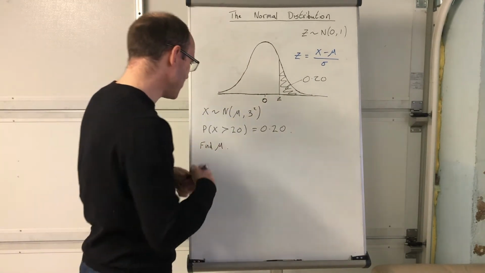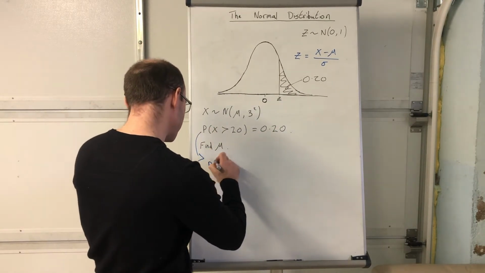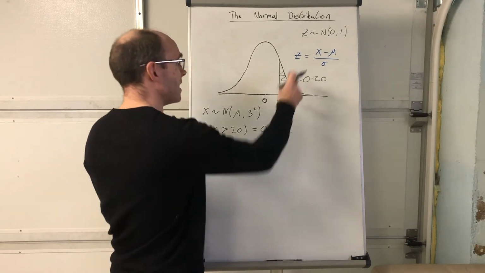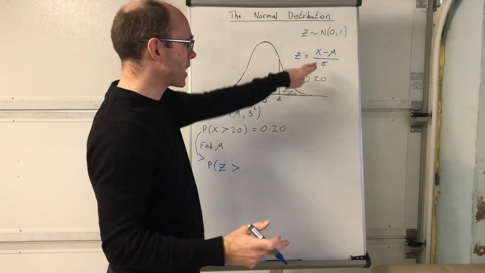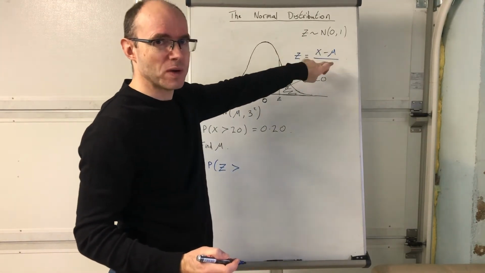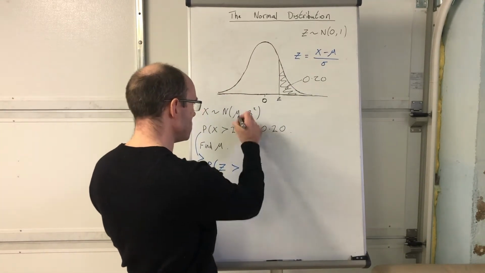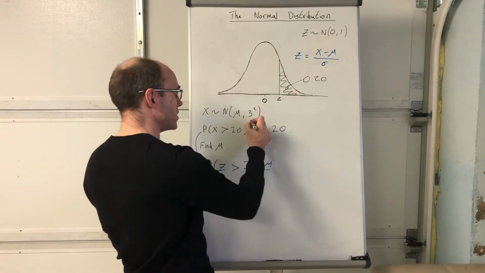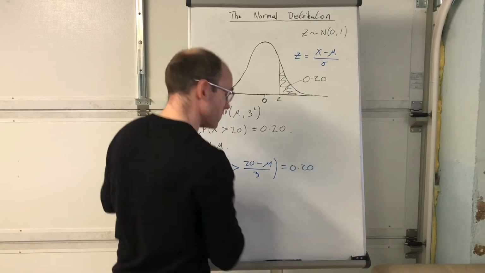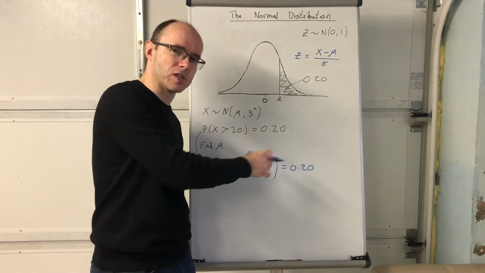Or let me just put it another way. This here, we can rewrite as the probability that z, capital Z now, is greater than, and then we use this coding formula here, because for any x value, we subtract mu and divide by sigma to work out z. So probability z is greater than 20 minus mu all over standard deviation, which is 3, is equal to 0.20. Okay? It's important when you're using the tables that you reword this statement in terms of z, and there it is.